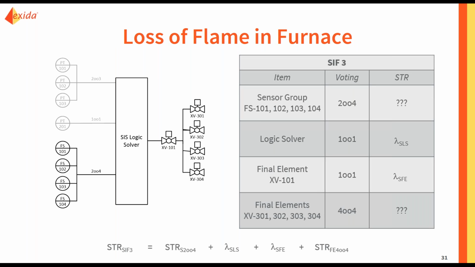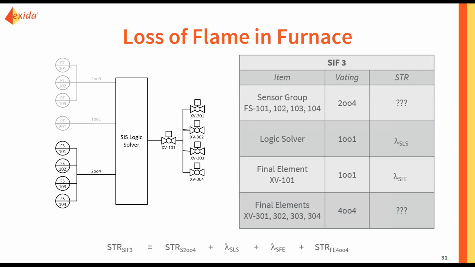And finally, we have the loss of flame SIF. In this case, again, the only thing that's different from the other two is the sensor group. These flame scanners are in a 2 out of 4 configuration. And again, we don't have a simplified equation for the STR of that kind of configuration. We have no choice but to say that it is STR sensor group 2 out of 4. And then you would add that to the safe failure rate of the logic solver of XV101, and then the STR of FE2, 4 out of 4. So those are the 3 equations for 3 SIFs separately.